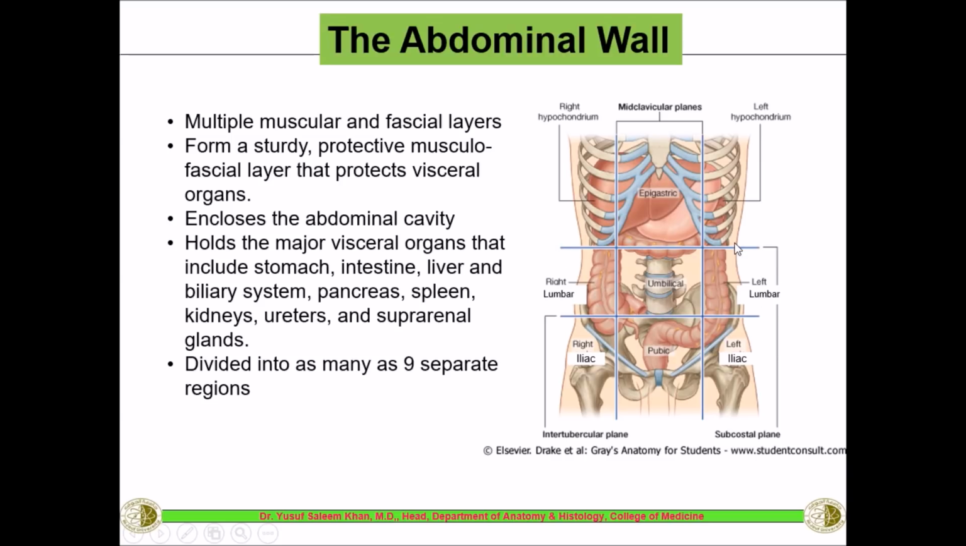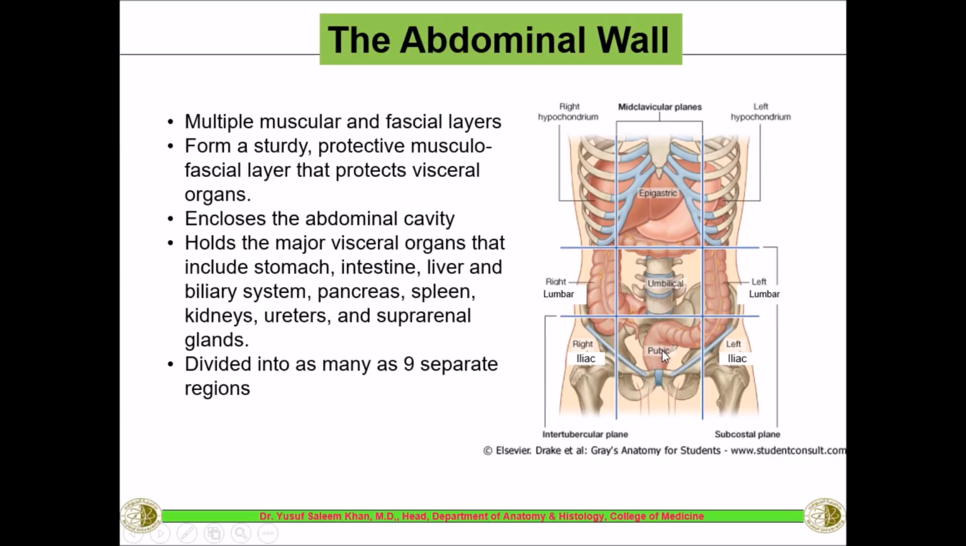So now what are the quadrants? One is the hypochondrium on either side. This is the left hypochondrium. Similarly, we have the right hypochondrium. So these are the 2 right and left hypochondria. Then in the middle we have the epigastric region. This is the epigastric region.